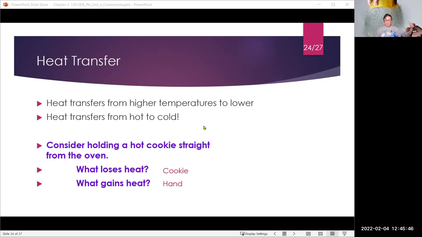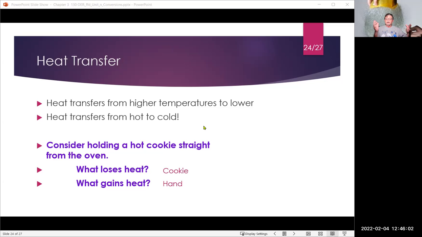Because the cookie is at a higher energy level than your hand. And as you grab that cookie and it's hot, it's gonna burn you, because it's transferred that energy from high to your hand, which is at a lower temperature.